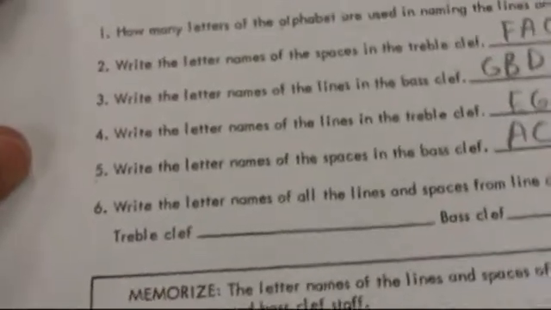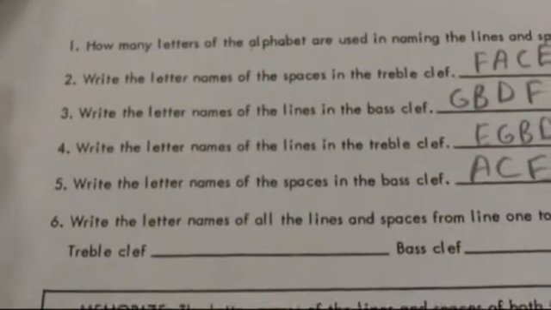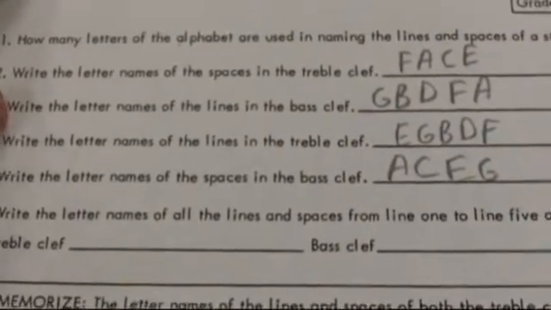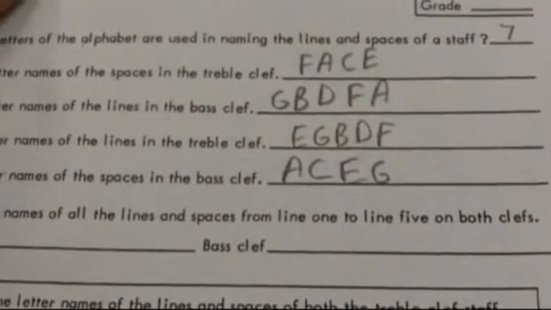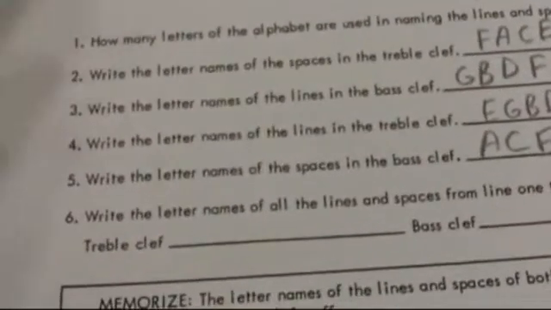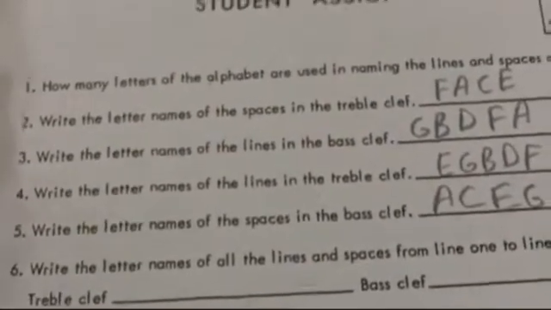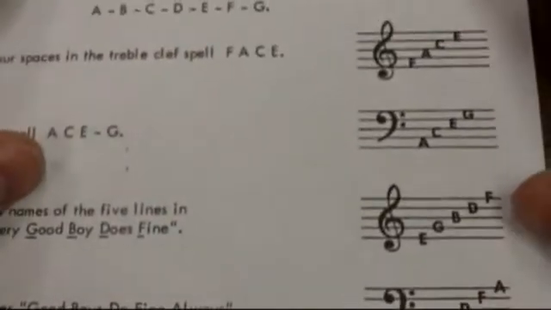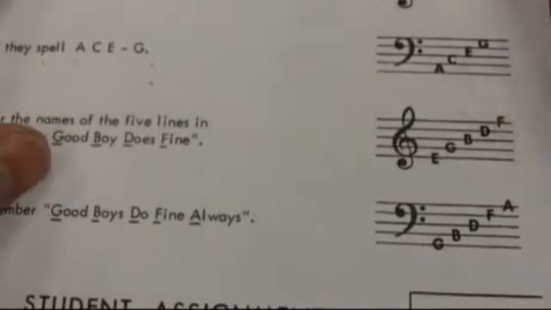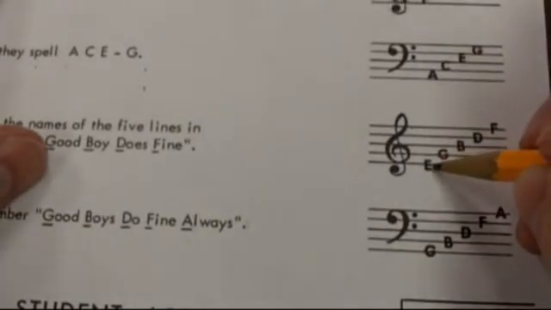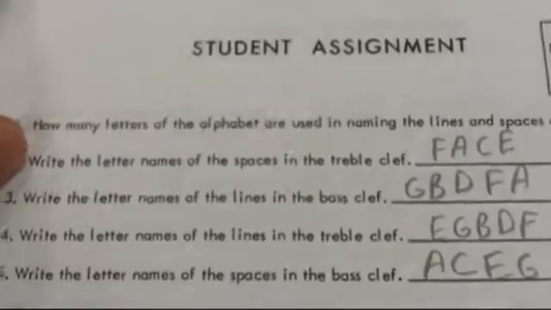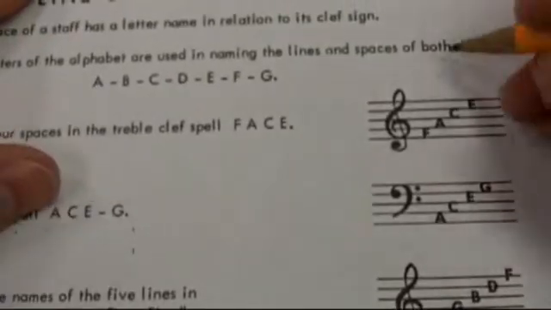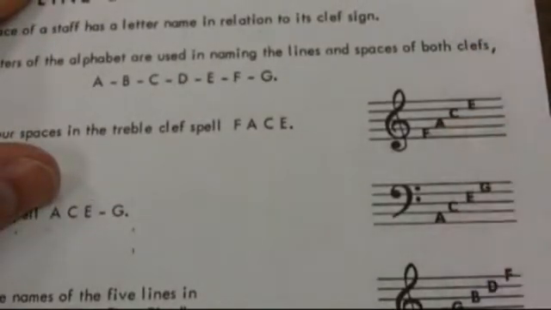Okay? Number 6. Write the letter names of all of the lines and spaces from line 1 to line 5 on both clefs. Alright, now the treble clef, what it's basically asking you to do here is start from line 1 on the treble clef. So line 1 is right there on that E. Okay? And we go E. And the next thing we're going to encounter is a space. So we have to go to the first space that we see, which is F.